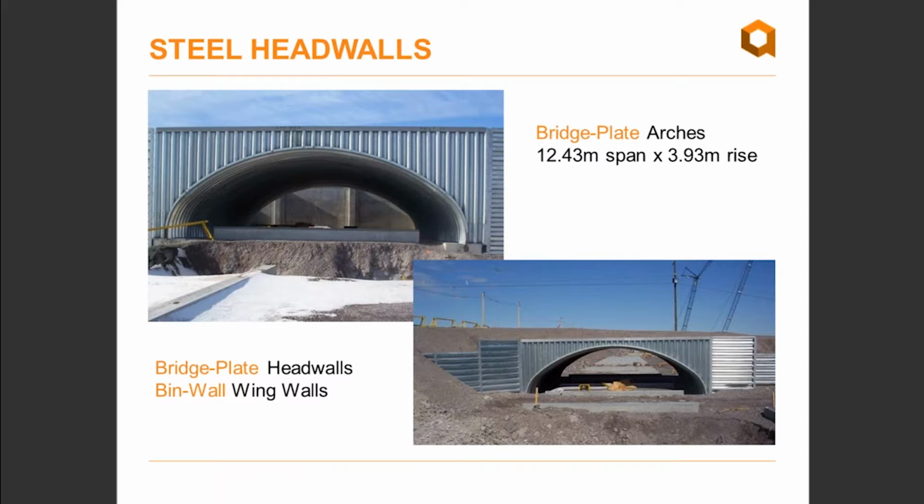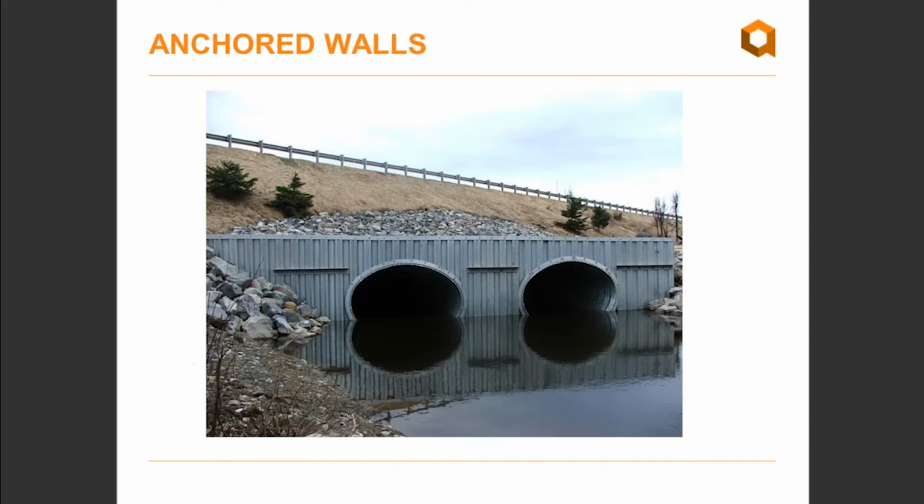So oftentimes you'll see these used in conjunction with bin wall wing walls, as you can see in the photo on the bottom right there. So anchoring is typically required if we have a relatively high wall, high lateral loads. So particularly in cases where we have a high or steep backslope, as shown in the photo here. In those cases, we'll typically fasten angle irons to the front face of the head wall, and then we'll use tiebacks to either the structural plate or a dead men buried in the embankment.